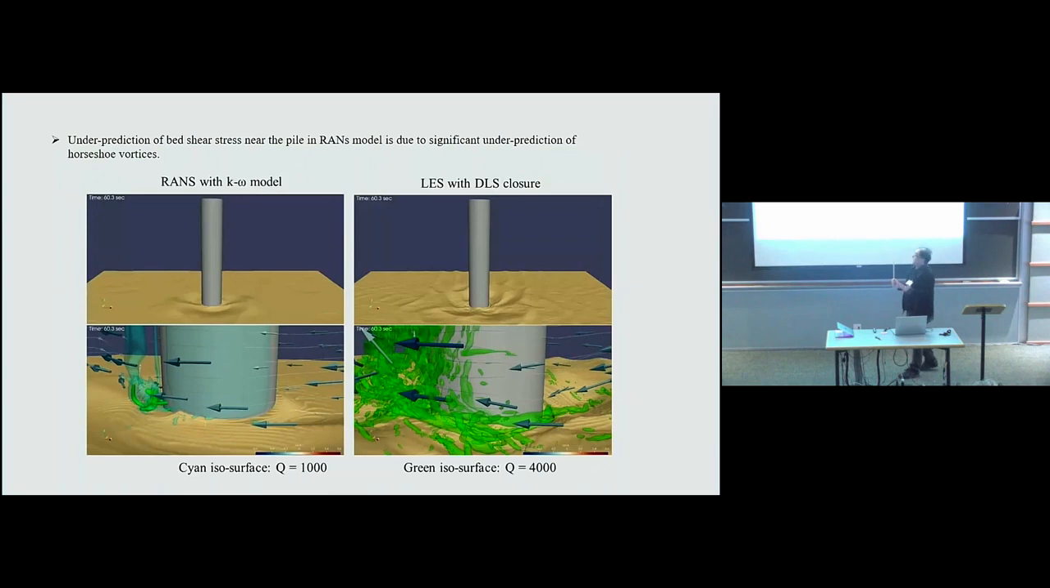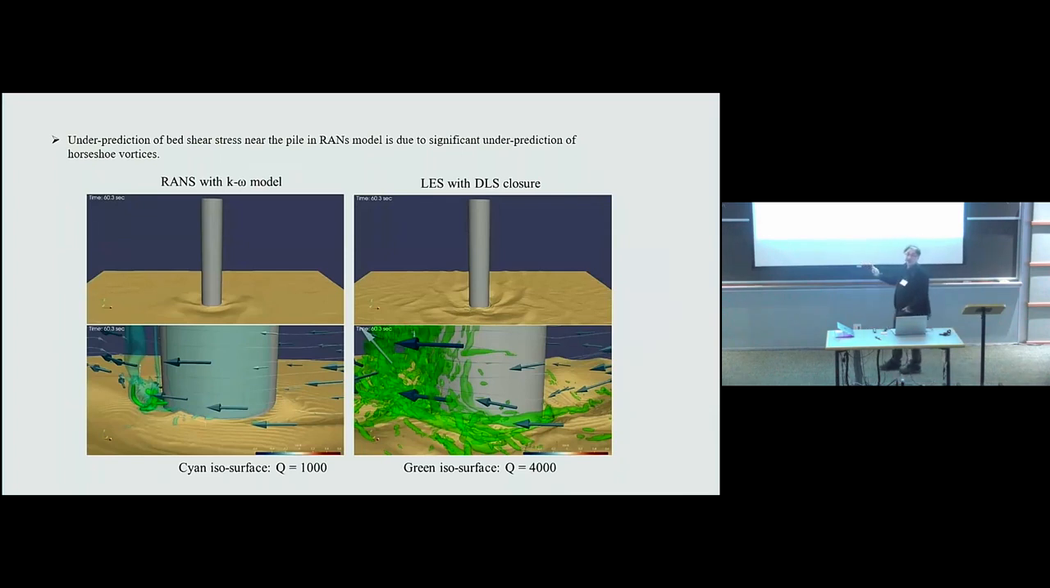And what is the reason for that? We can easily find out the reason, at least qualitatively, if you just simply visualize the turbulent coherent structure for the result based on the Reynolds model and the result based on large eddy simulation. You can clearly see that using the same Q number, the LES shows all kinds of coherent structure, including this so-called horseshoe vortex generated around the pile. Using the same Q number, you see nothing here.